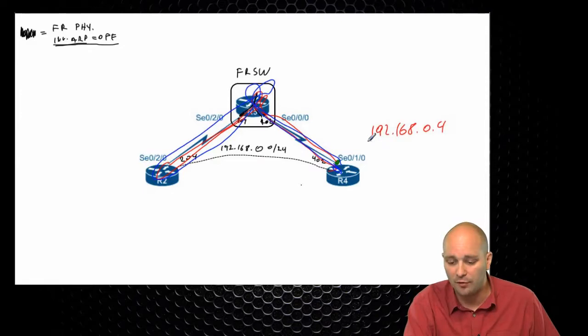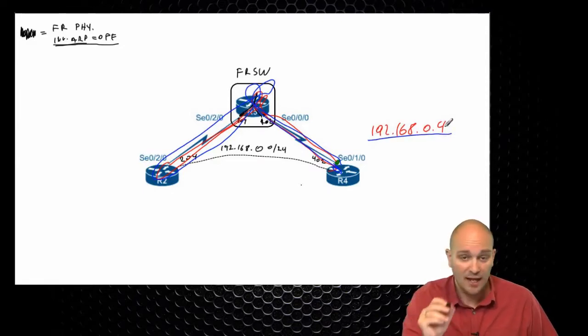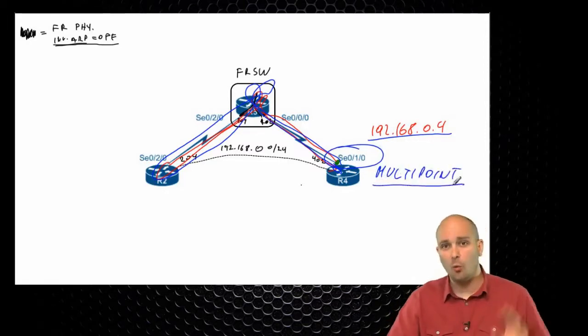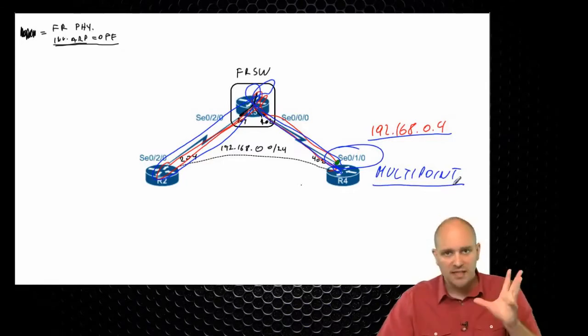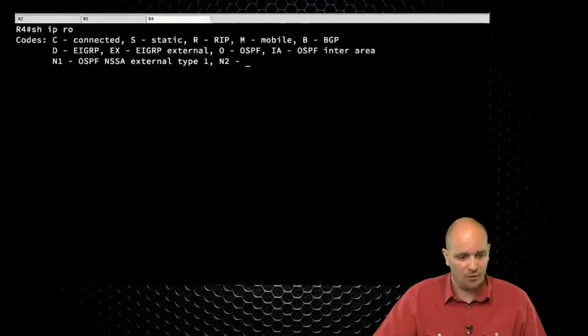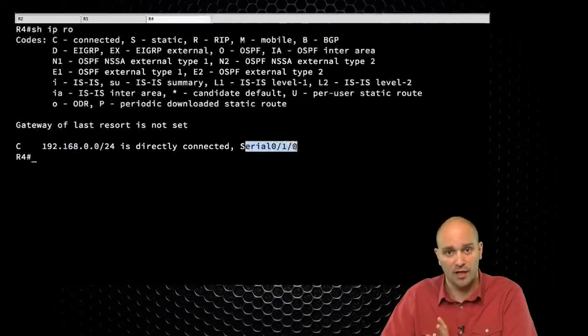Now, the problem here is of course in this part. And this is something that you have correctly identified. You all knew how to fix it. Because serial 0/1/0 is a multipoint interface, we know where to route the packets. That's no big deal because we actually have the route. So if I do show IP route on R4, I can see that 192.168.0.0/24 is pointing out of the serial interface.